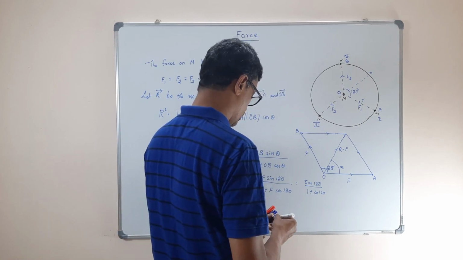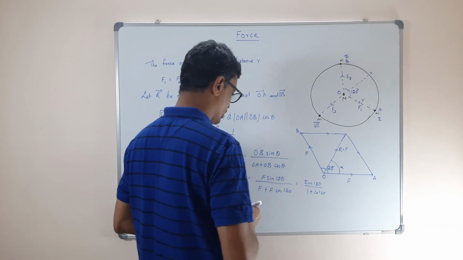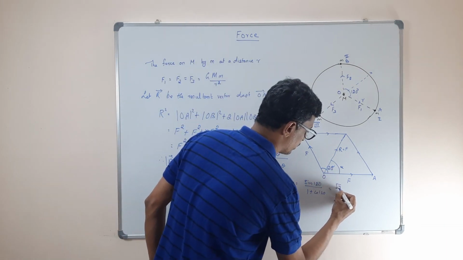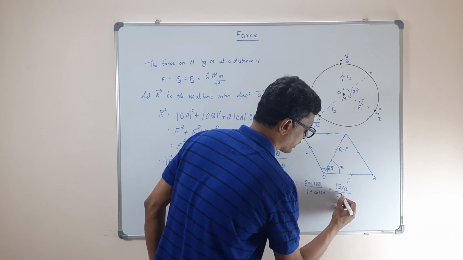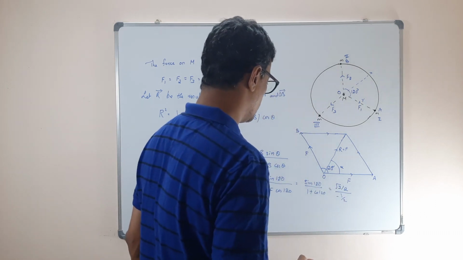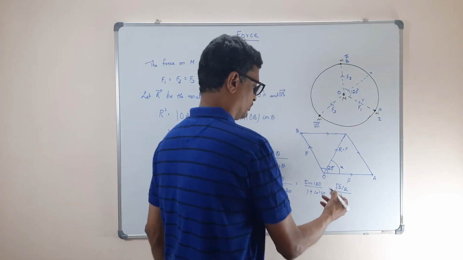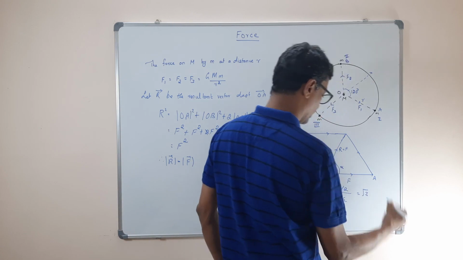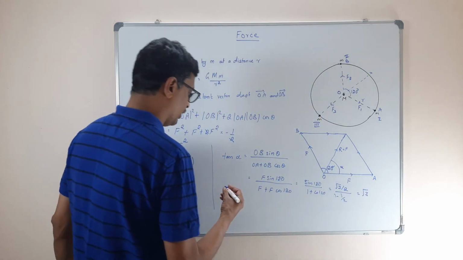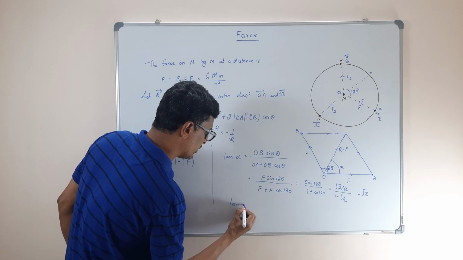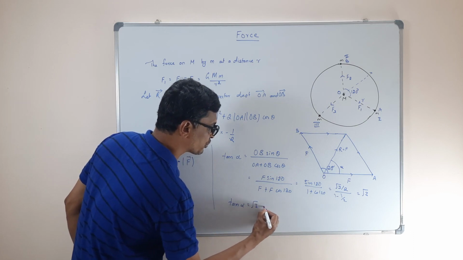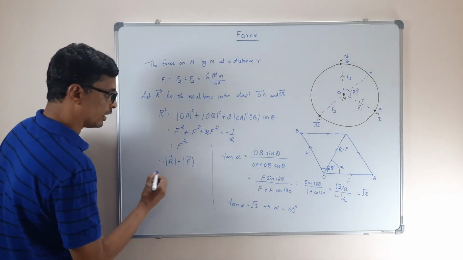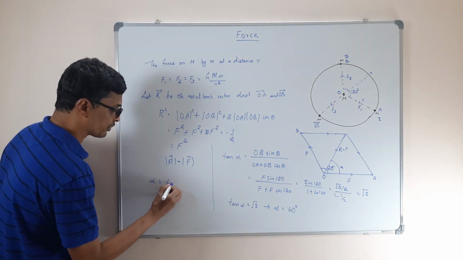Sin 120 is root 3 by 2, right? And cos 120 is minus half, so 1 minus half becomes half. So it is eventually becoming root 3. Correct? So if tan alpha is equal to root 3, what should alpha be? So we got the alpha also. Alpha equal to 60 degrees.